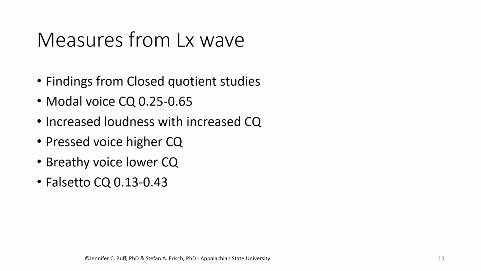Pressed voice has a generally higher closed quotient. The vocal folds spend a lot of their time closed during the cycle. A breathy voice has a lower closed quotient because the vocal folds spend more time apart, or may even be mostly apart throughout the entire cycle. A falsetto voice has a slightly lower closed quotient than a typical modal voice, reflecting a slightly different means of vibration happening in falsetto.